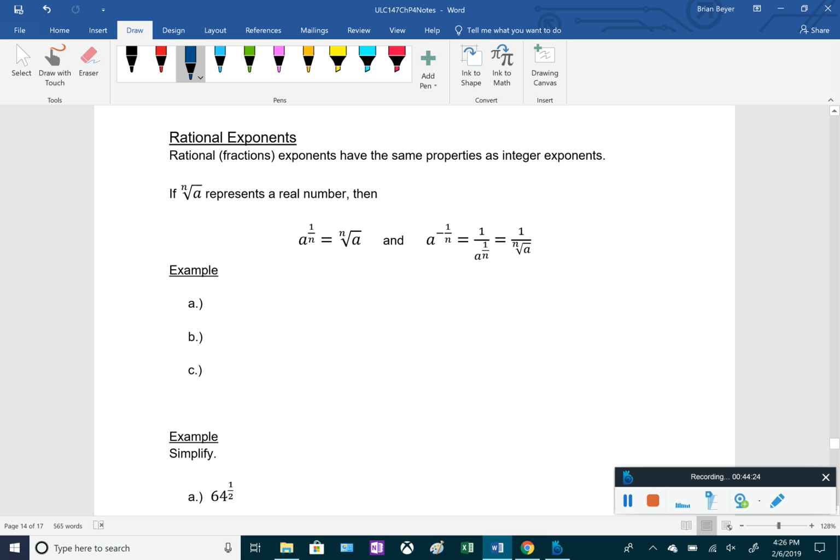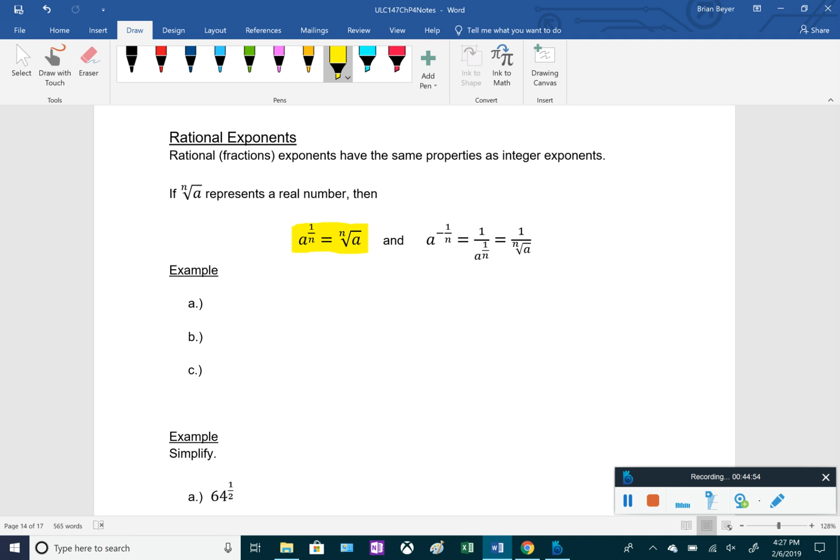Okay, so like I mentioned a couple times, these radicals, all they are is exponents, so that's why they have the same rules as exponents. So this next part is really, really important. These rational exponents are going to have the same properties as integer exponents. So here is our definition. If we have the nth root of a, that actually equals a raised to the 1 over n.